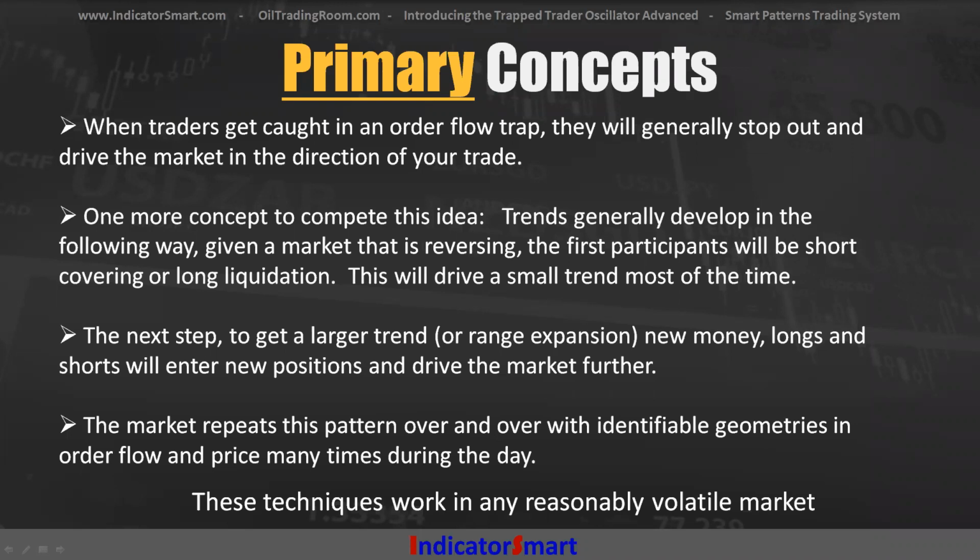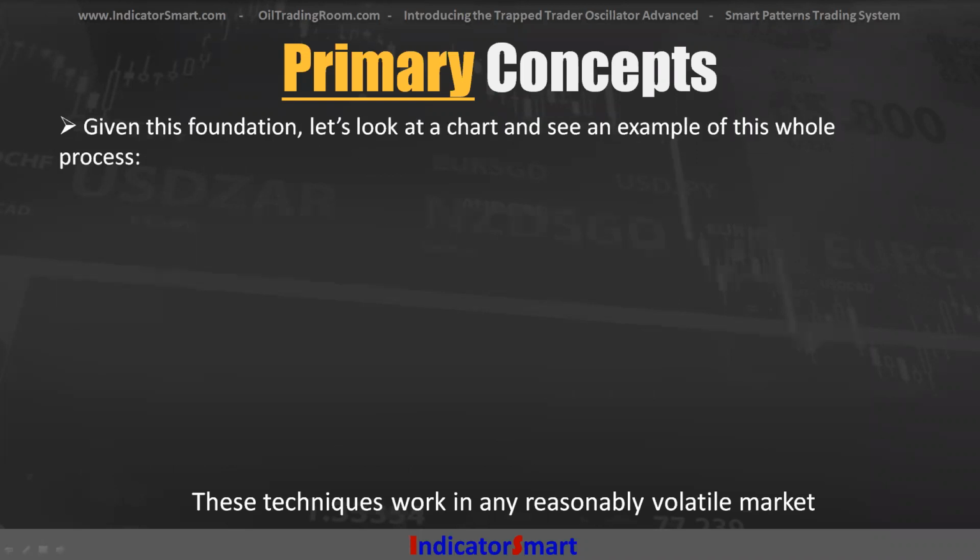The market repeats this pattern over and over again with identifiable geometries in order flow and price many times during the day. I could put this in super simple terms. The market goes up and it goes down, but it keeps its structure intact while it's doing it. Well, these 3 dot patterns that we're talking about are showing you just that. And like I said, we'll look at a bunch of examples. So let's look at a chart and see an example of this whole process.